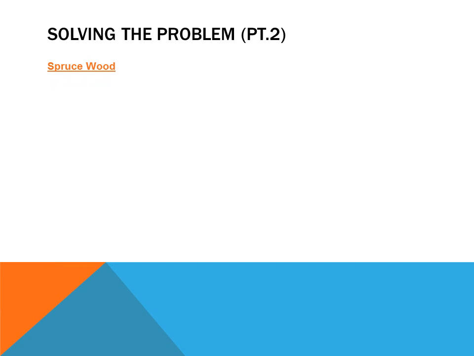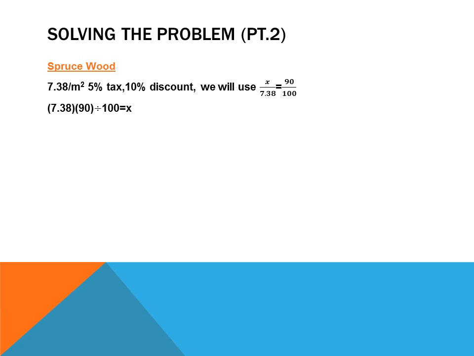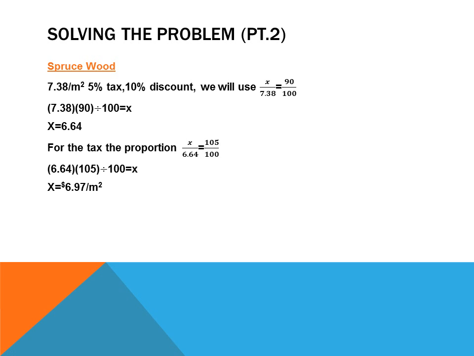Now, for the second part, we'll have to go to spruce wood. So we have $7.38 per meter squared, 5% tax and 10% discount. Again, we'll use the proportion x over 7.38 equals 90 over 100. So we do 7.38 times 90 divided by 100 equals x, and x equals $6.64 per meter squared. For the tax, another proportion, x over 6.64 equals 105 over 100. So 6.64 times 105 divided by 100 equals x, and x equals 6.97 per meter squared.